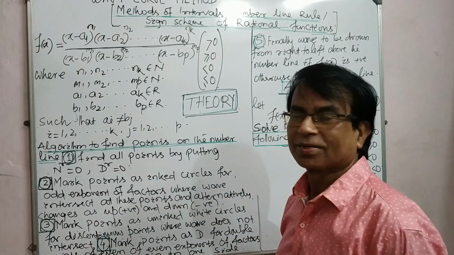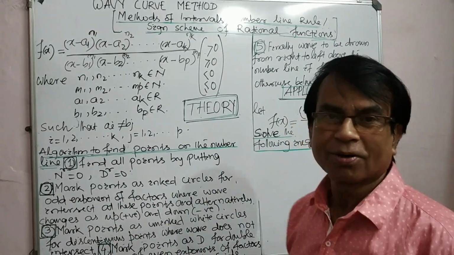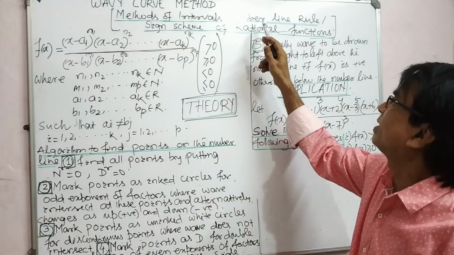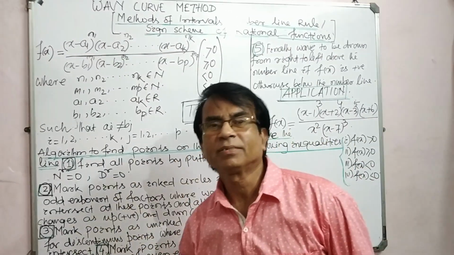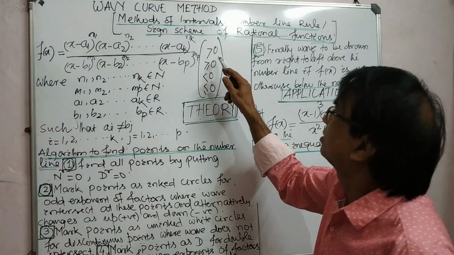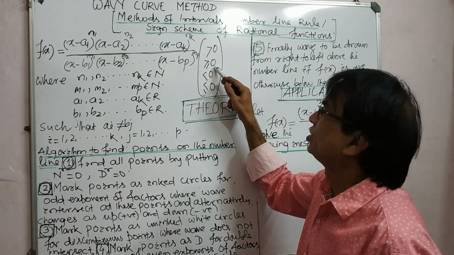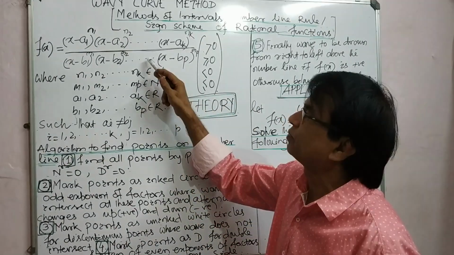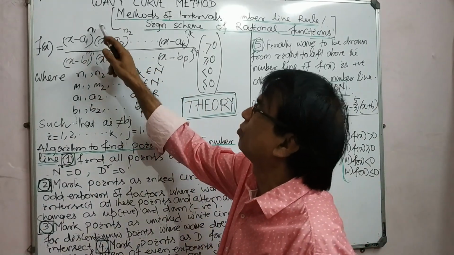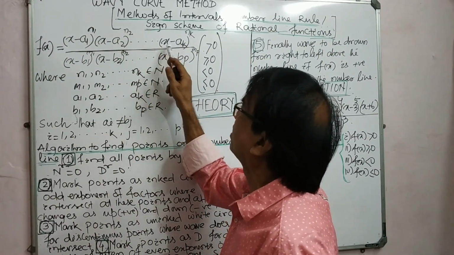Today I am going to discuss in this video the Wavy method, methods with intervals, number line rule, sign scheme of rational function. Here the rational functions are greater than 0, greater than or equal to 0, less than 0, less than or equal to 0. The function will be given in this form: (x minus a1) to the power n1, (x minus a2) to the power n2, like that.